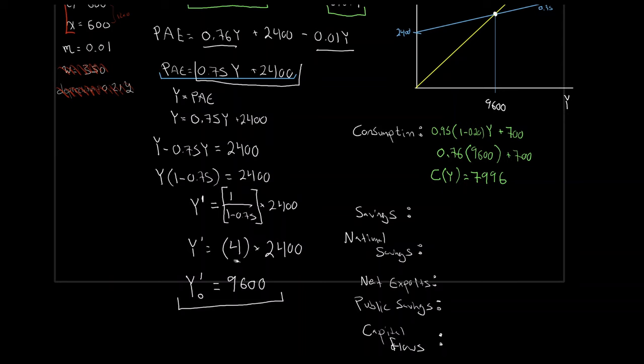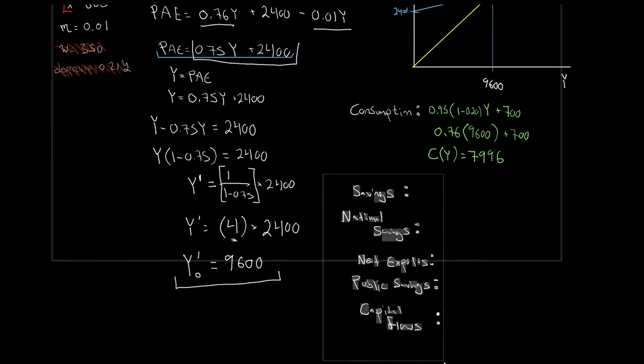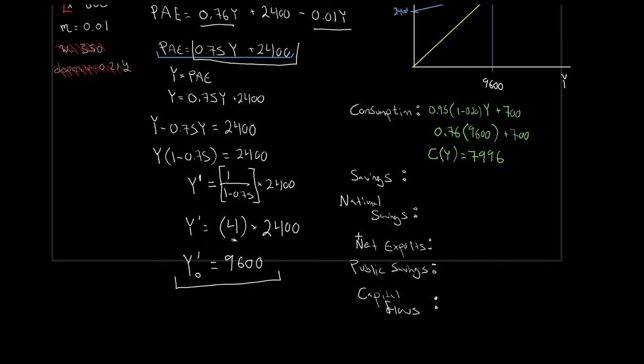Next one, let's take a look at savings. What are we going to have for our savings? Now, keep in mind, savings is just the leftover, the difference between the amount of money we have as a household and the amount we've spent on consumption. The difference there is going to be our savings. What I often see, and this is a mistake, is we've calculated consumption, we've already calculated income. I see a lot, we'll say, okay, 9,600, that's my income, minus 7,996, that's my consumption. And then they say, there we go, that's my savings. But no, that's not going to be correct.